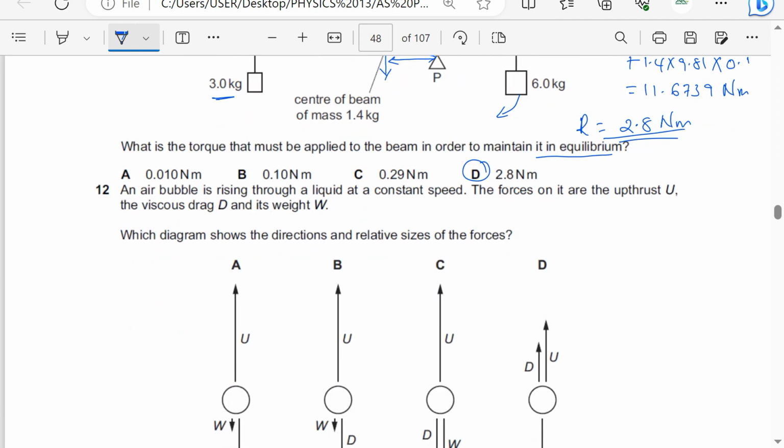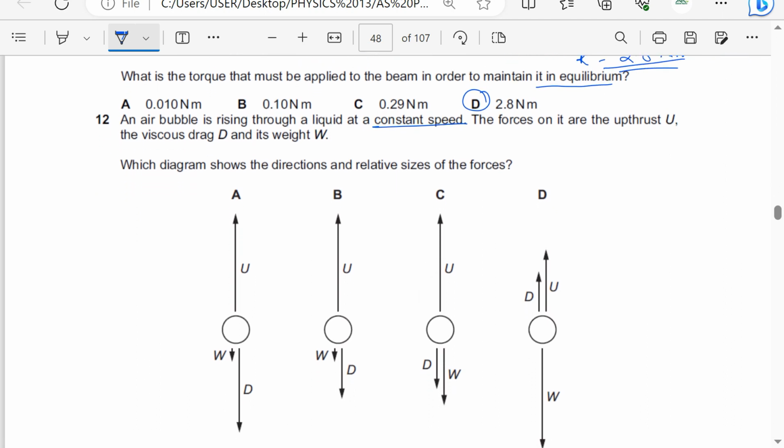An air bubble is raising through a liquid at constant speed. Resultant force should be 0. The forces on it are upthrust, the viscous drag D, and its weight W. Remember, if it is raising through a liquid, the upthrust remains constant, the weight remains constant. Since the speed is also constant, then it means the viscous drag is also constant. So since it is raising, the drag must be downwards.